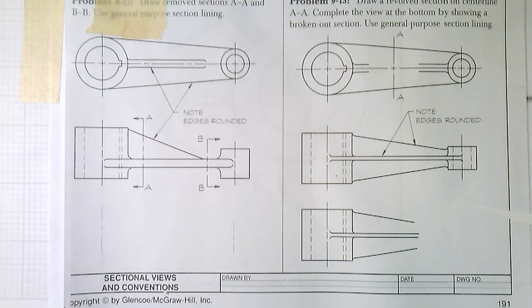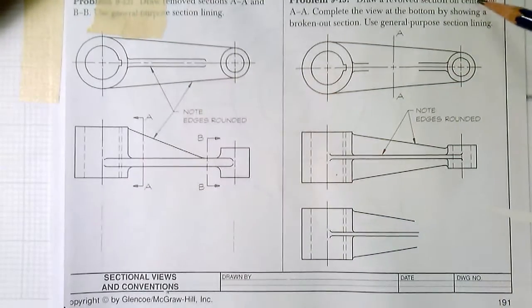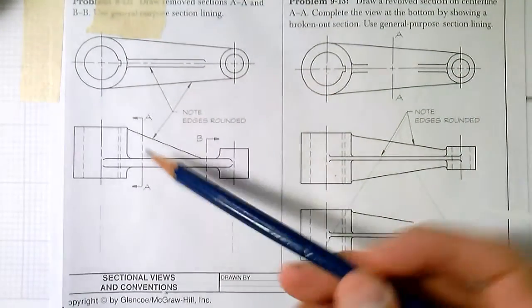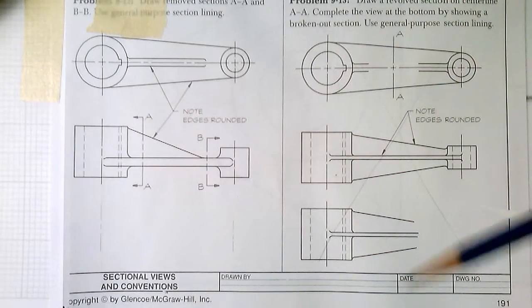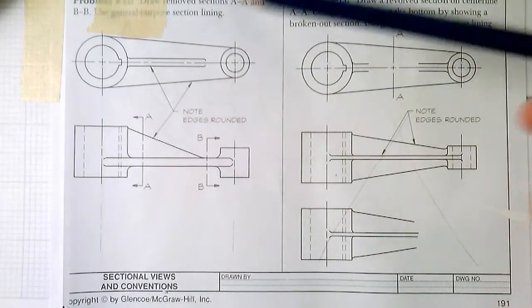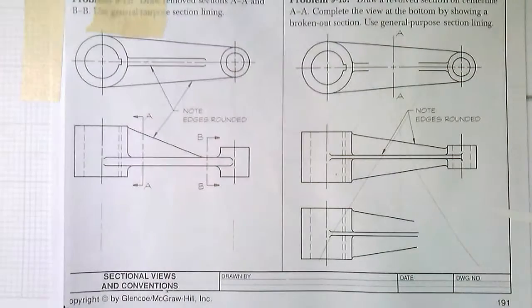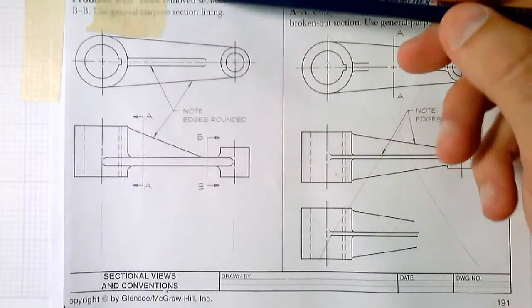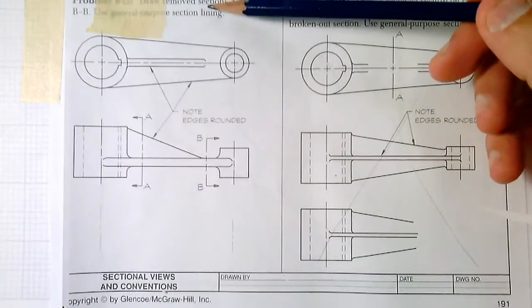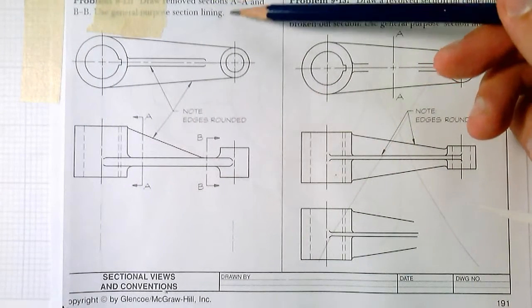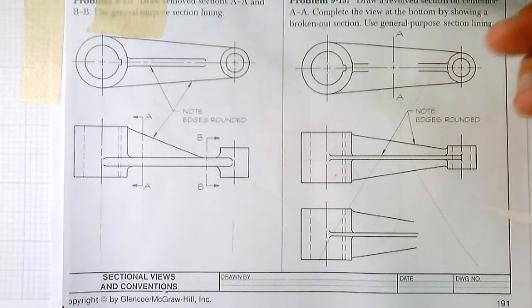Okay, today we're going to look at completing the last problem on this page that we're going to work on. We're going to skip this problem, and this one's 912. After we do 912, I'm going to show you one more section, and we'll do an aligned section for that one. As usual, we want to make sure we follow the instructions, and that means we're going to be drawing the removed sections AA and AB.